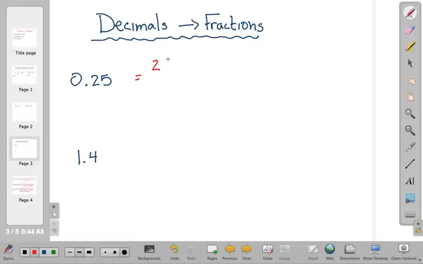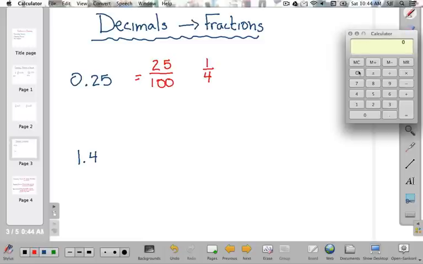So you could write it as 25 over 100. That's also 25 hundredths. And then we would simplify that, because 25 can go into 100, we would simplify this as 1/4. And if you wanted to check it and convert it back, we could take 25 divided by 100 and put that in our calculator, and look, we get that same answer, 25 hundredths. I can also put 1/4, 1 divided by 4, into my calculator, and I get 25 hundredths.